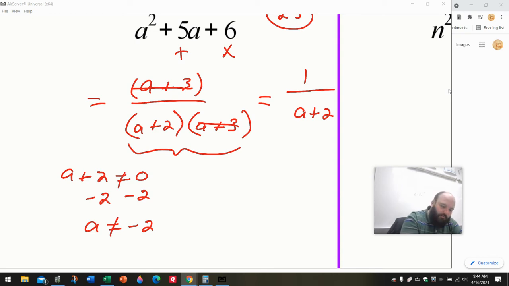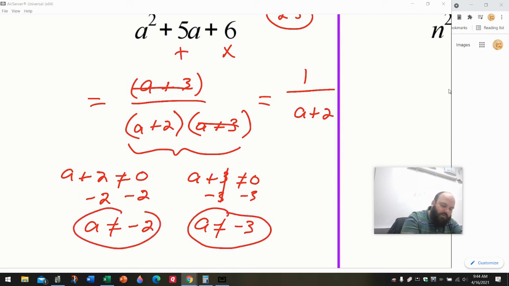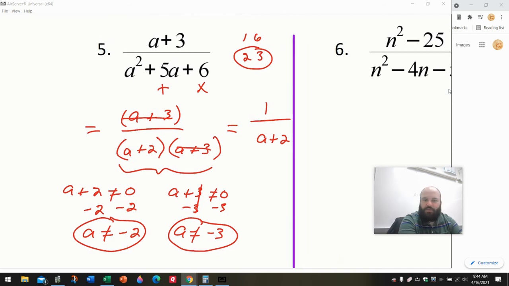And then the other one, a plus 3, we do not want that to be 0. So we'll subtract 3 from both sides, and once again, we'll get a does not equal negative 3. So these two numbers are what we need to restrict our original rational expression to. A is not allowed to be negative 2, and a is not allowed to be negative 3.